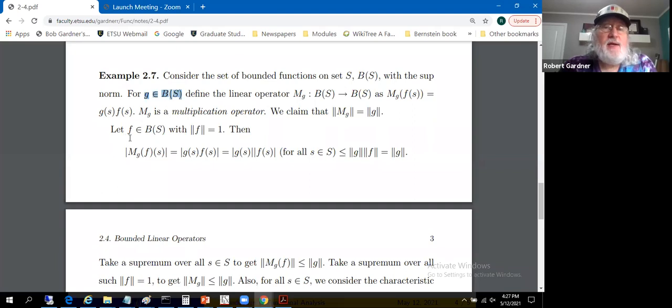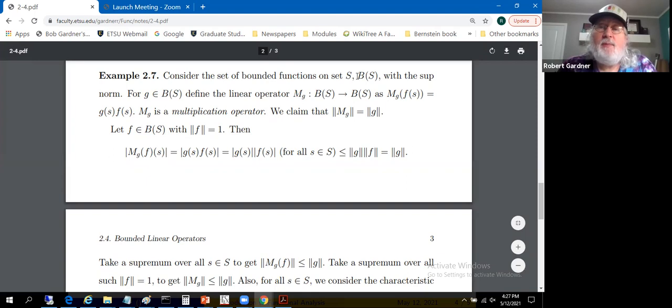All right, so take F to be an element of B of S, the bounded functions on set S, such that F has norm 1. Okay, which norm is that? Well, F comes from B of S, so it would be the norm on the B of S space, and as we mentioned up here, B of S has the sup norm on it. That's how we define this. So this is a norm on B of S. It was a sup norm, by the way. So F is a unit vector.